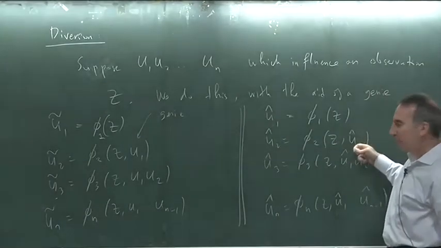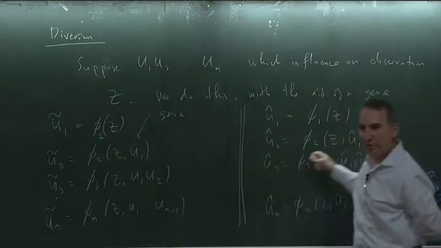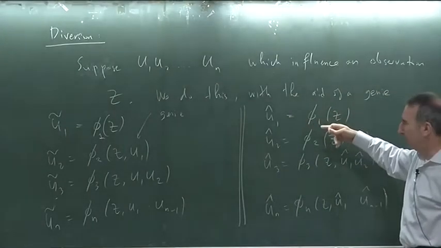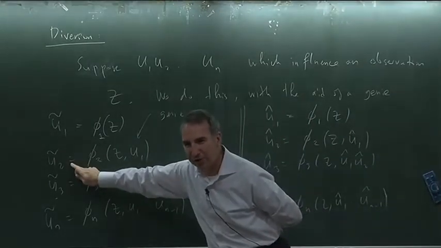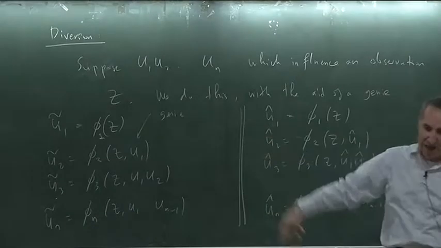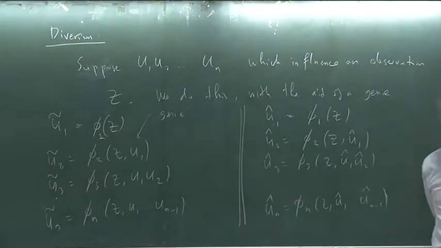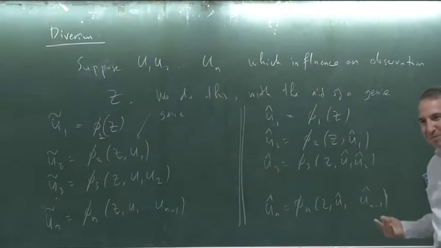Since U_1 hat is correct, this function that we compute is exactly the same function as we compute there, because the U_1 hat is the same as the U_1 itself. If these are the same things, then U_2 hat is also equal to U_2 tilde, which was also correct, and so forth. So we know that if you make no errors with the genie, you will make no errors without the genie.